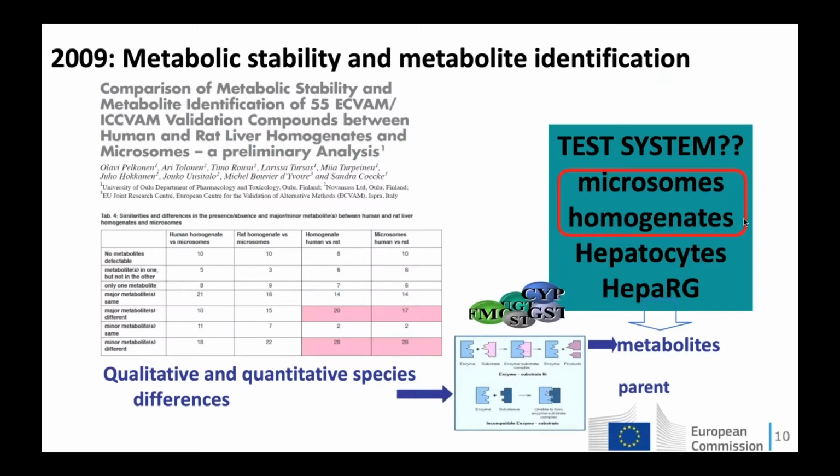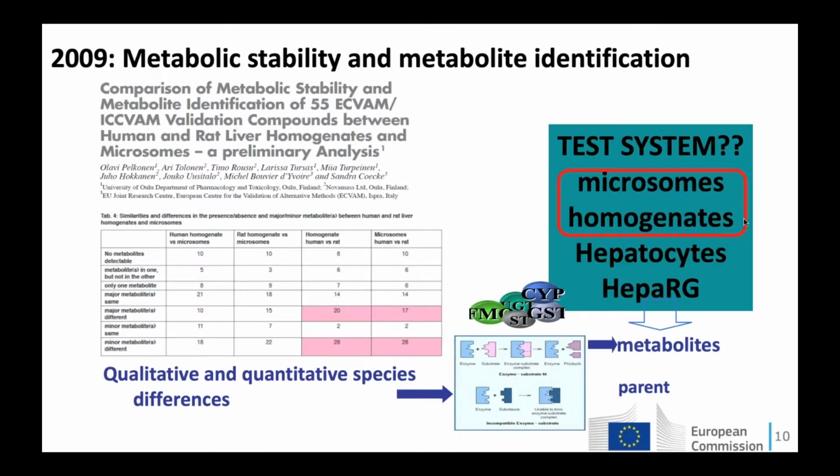So basically, metabolic stability and metabolite identification is quite important. And as I said, in toxicity testing, we still use animals. And one of the issues to deal with is to understand, obviously, if there are differences between the different toxicity species and human and let's say the human metabolism. So one of the early publications we did in 2009 was actually seeing what are the quantitative and qualitative differences when you are looking at metabolic stability data and metabolite identification between, for instance, human and rat, homogenate and microsomes. So in that case, we used subcellular fractions to do that.